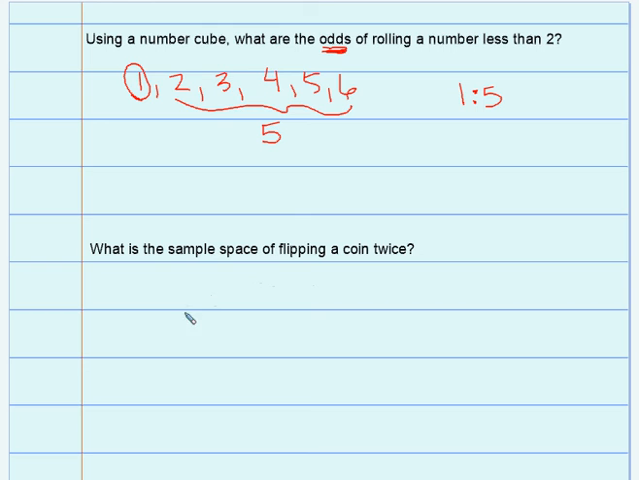The sample space of flipping a coin twice, you would do the same thing that we did before: heads, heads, heads, tails, tails, heads, tails, tails. Okay, that's it.